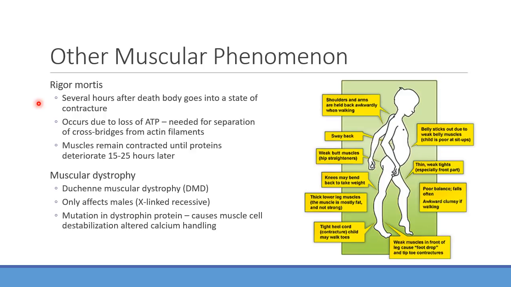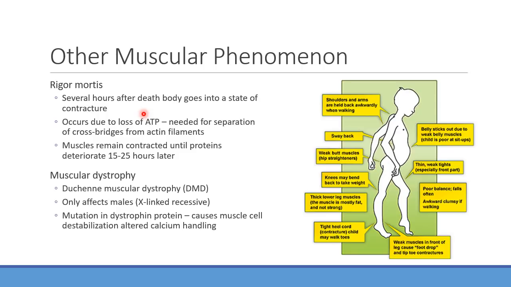Basically, several hours after the body has died, it's going to go into a state of very strong contracture. What's kind of interesting here is that you're losing ATP, right? When the body is dead, you're not producing new energy. And we mentioned what helps the myosin head dissociate and reset itself?